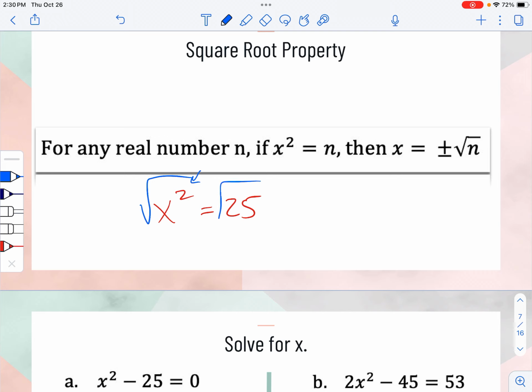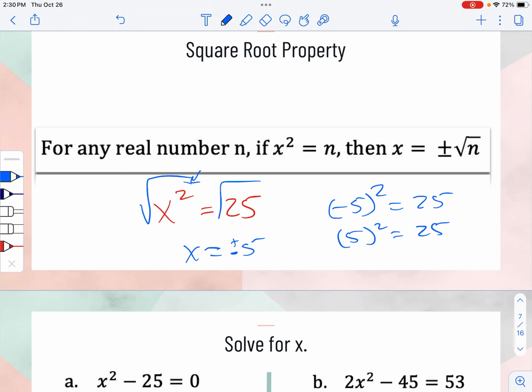If I take the square root of both sides like this, whenever I take the square root of a square, I have to consider that x could equal 5, or it could equal negative 5. So we just say plus or minus 5. Because negative 5 squared, guess what, is 25. And positive 5 squared is also 25.